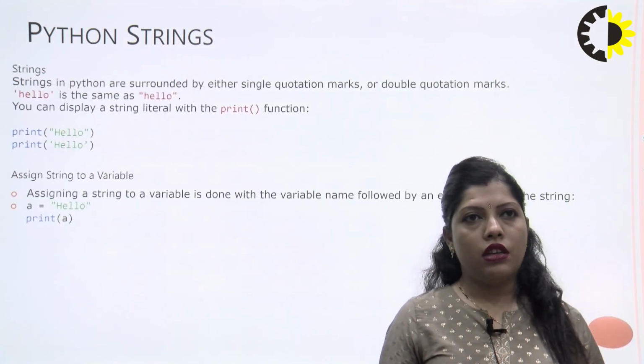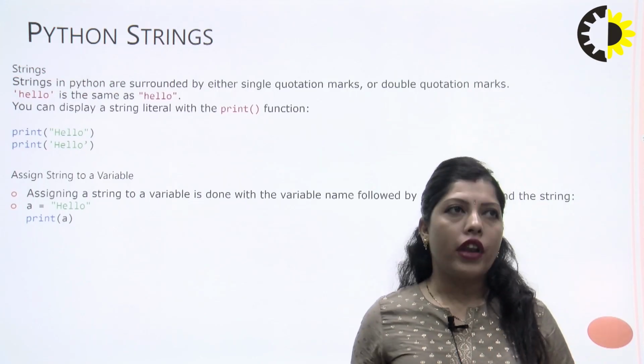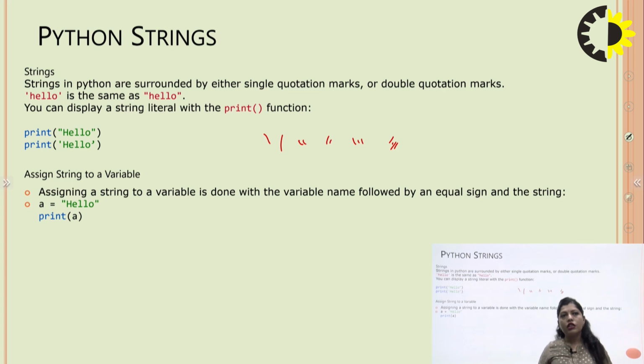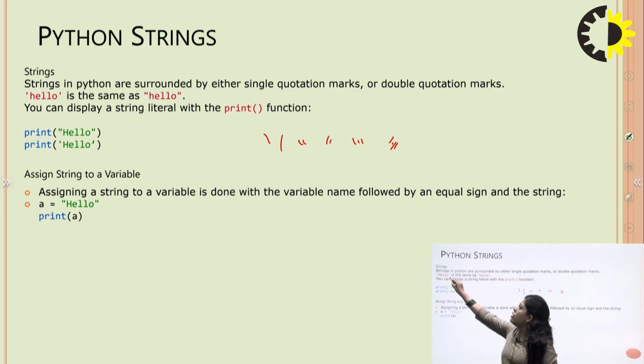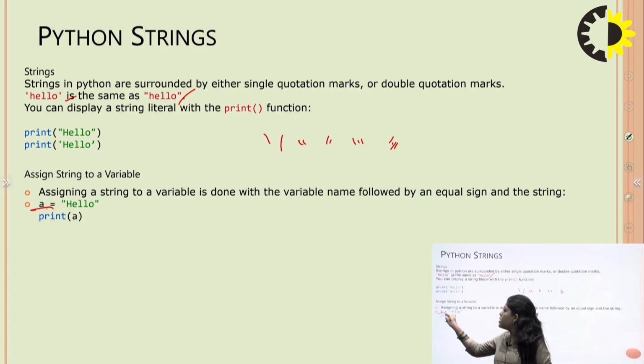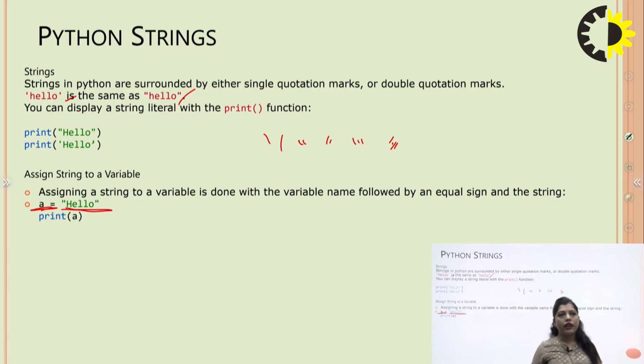So first we understand what a string is. A string is a character value given in single quotes, double quotes or triple quotes. This is called a string. Strings in Python are surrounded by either single, double or triple quotation marks. For example, hello in single quotes and hello in double quotes have the same meaning. We can also assign a string to a variable. For example, A is the variable, and we can assign the string like that.